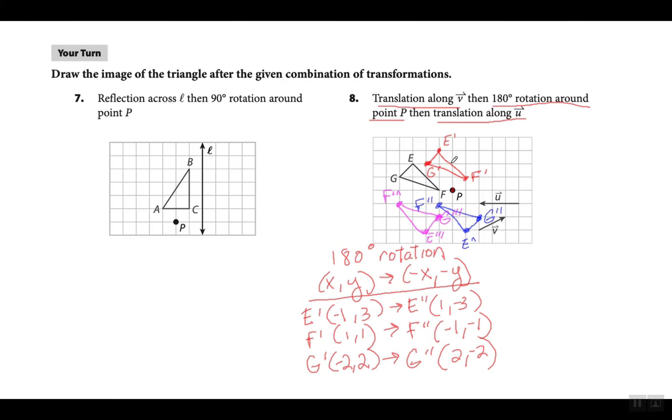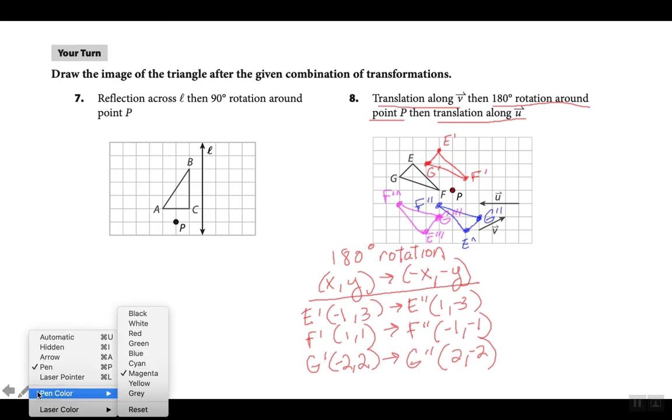So again, if it's multiple choice, you should be able to look at it and figure this out without having to go into all this detail. Okay. First is the translation along vector v, and then the 180-degree rotation. Whenever you rotate 180, it doesn't matter whether you go clockwise or counterclockwise. It ends up in the same spot.